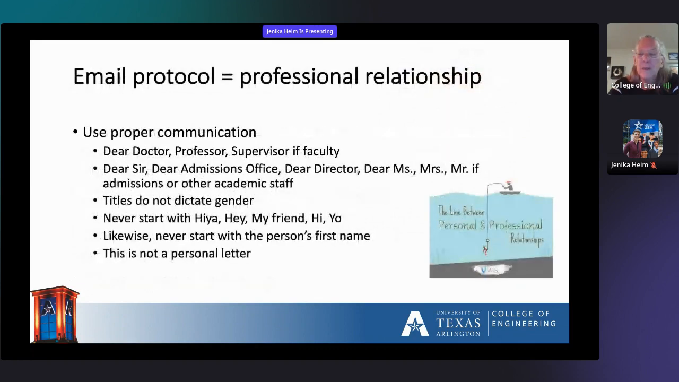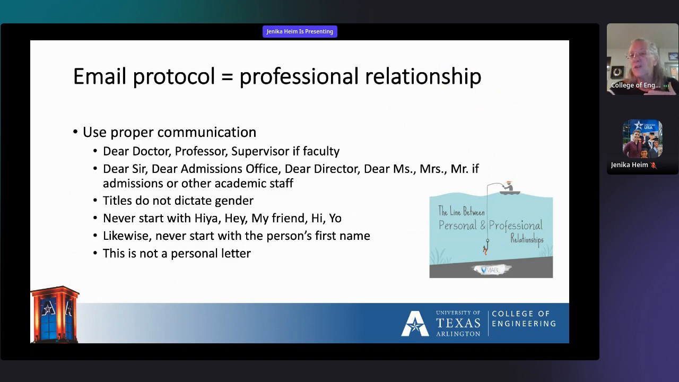So I want to talk a little bit about email protocol because this is dear and sweet to my heart. One of the things you have to keep in mind is when you're writing to a university representative, it's a professional relationship. It's not a friend relationship. It's not a family relationship. And you want to make sure that you are addressing the admission officer or the faculty member in a very respectful way. So always say, dear sir, dear admissions office, dear director.